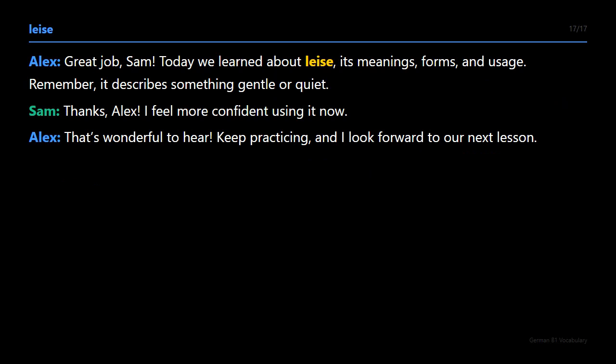Great job, Sam. Today we learned about leise, its meanings, forms, and usage. Remember, it describes something gentle or quiet.